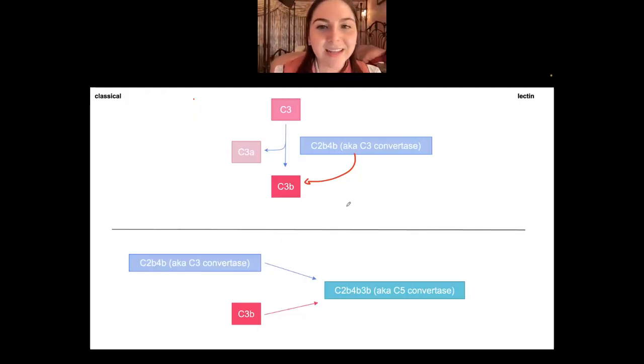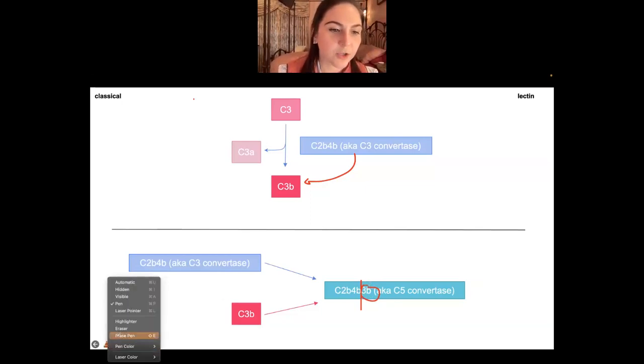It's not really combining, because this is an enzyme. C3b just sticks around the surface of it. But when that happens, now you have C5 convertase. Another way to write that is the same thing as before, C2b 4b, which is the C3 convertase part, now with this additional 3b on it. And that's your C5 convertase.